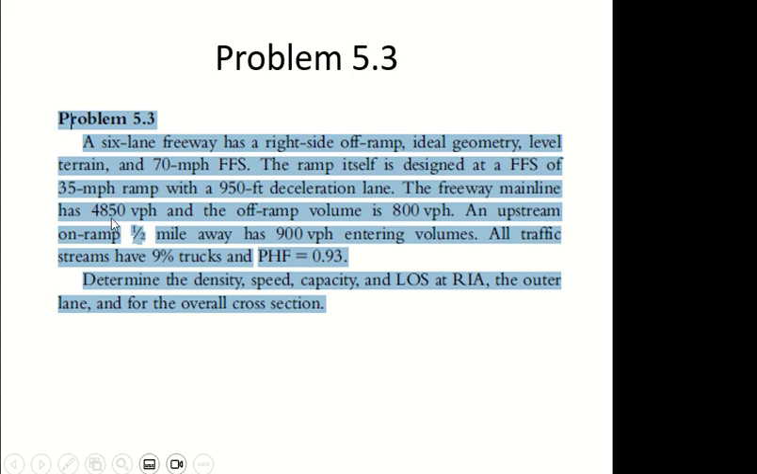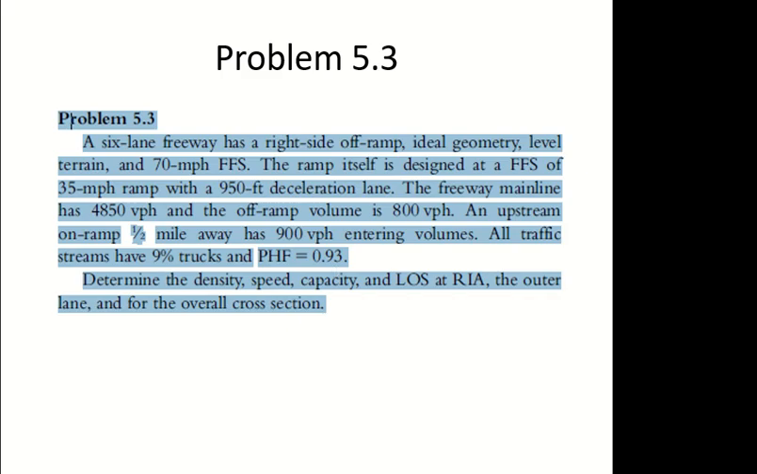The freeway has 4,850 flow, and the off ramp will carry 800 out of that. So from 4,850, 800 will go off the ramp. So the actual one will be 4,050 for the freeway. And upstream there's an upstream ramp half a mile. Half mile you have to convert to feet to see the PFD factor. And that has a flow of 900. All traffic has 9% trucks, level terrain, peak hour factor 0.93.